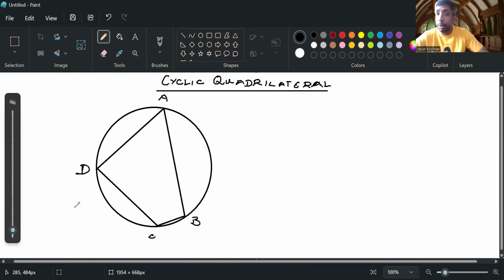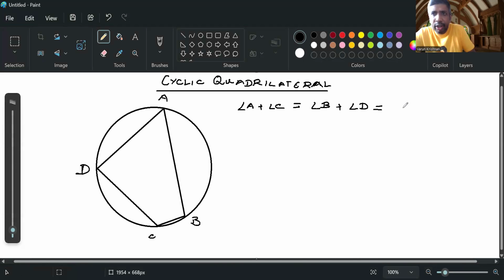That is one fundamental property for all cyclic quadrilaterals that we need to know and remember. And that property is that in all cyclic quadrilaterals, the opposite angles are supplementary. So when I say opposite angles, I mean diagonally opposite angles. Angle A plus angle C will be equal to angle B plus angle D will be equal to 180 degrees. In fact, any quadrilateral that satisfies this condition will be a cyclic quadrilateral.